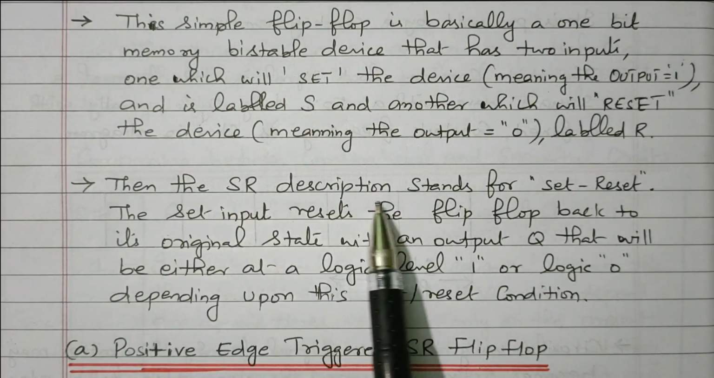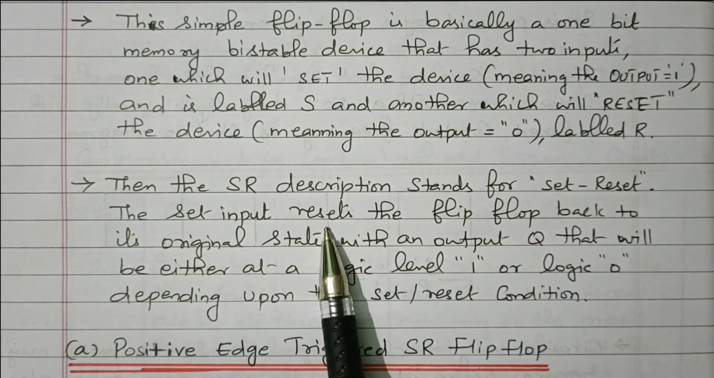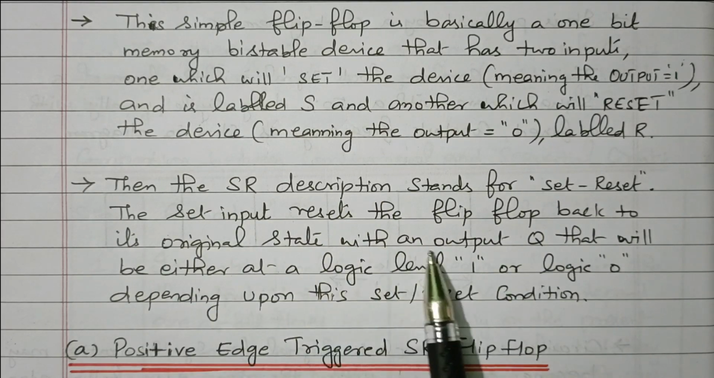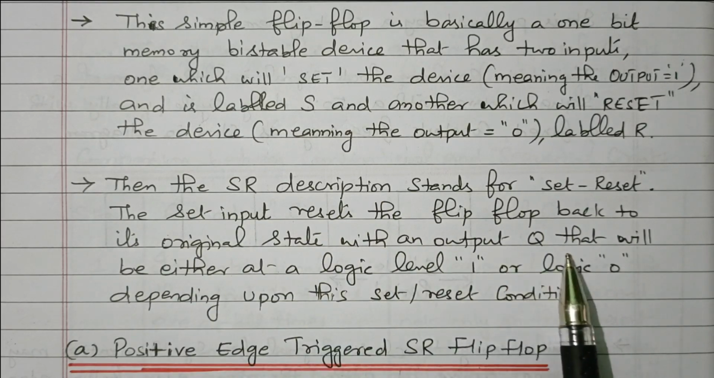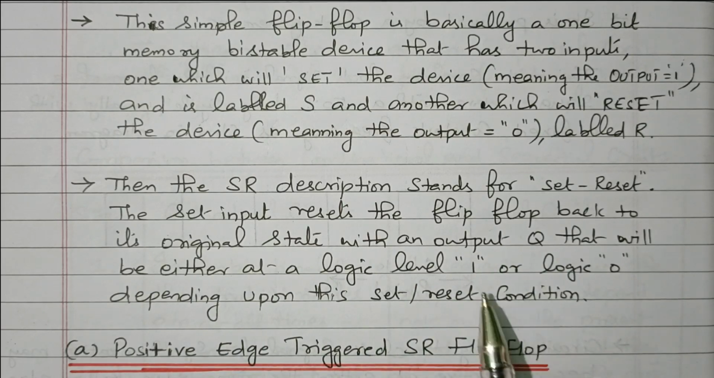Then the SR description stands for set reset. The set input sets the flip-flop, and the reset input resets it back to the original state, with the output Q being either at the logical 1 or 0, depending upon the set or reset condition. Right? Whatever may be the earlier data, 0 or 1, set means it will make the output 1, reset means it will make the output 0.